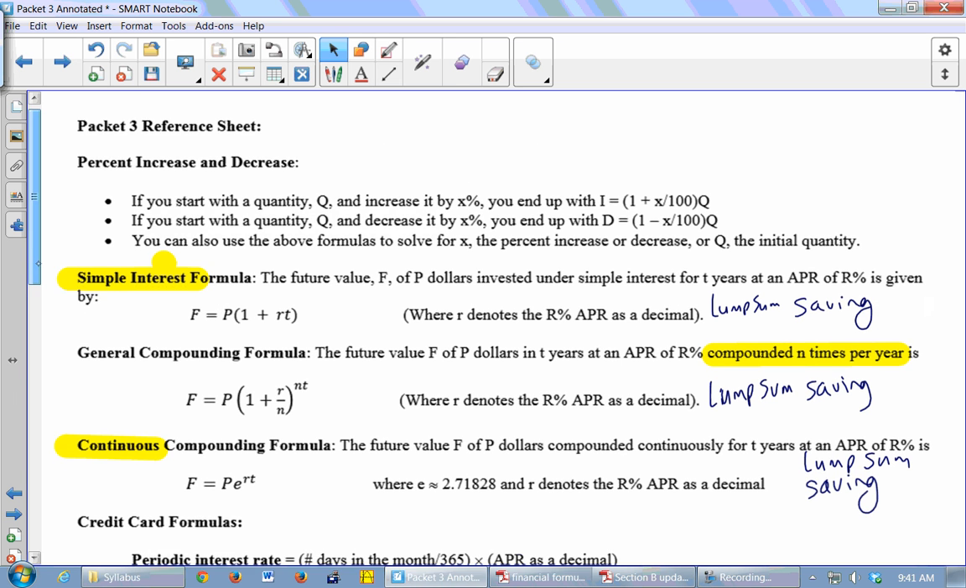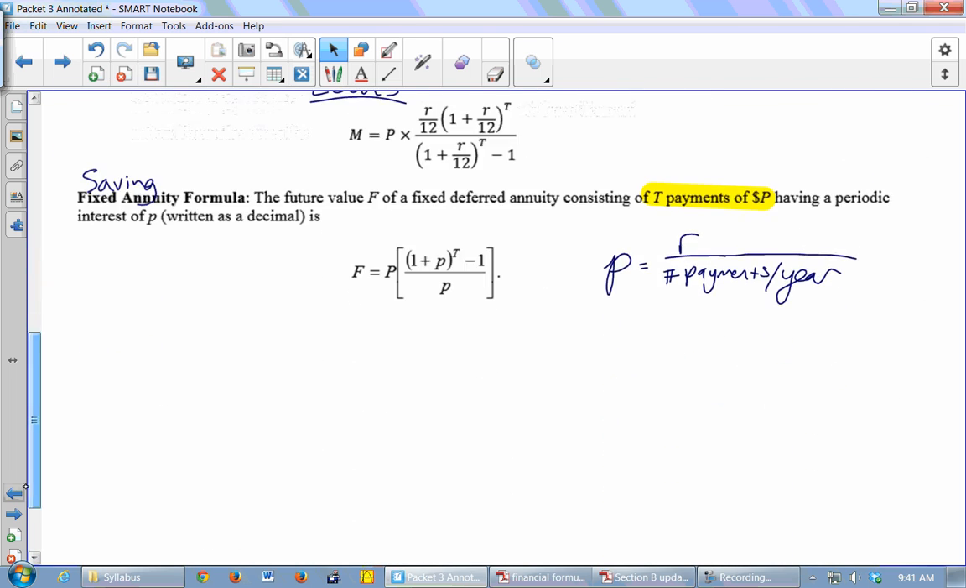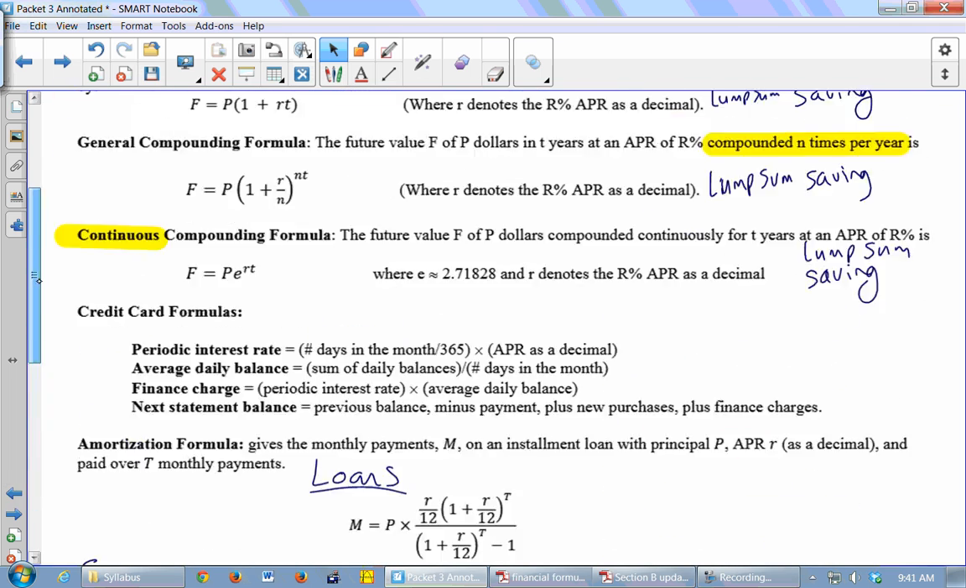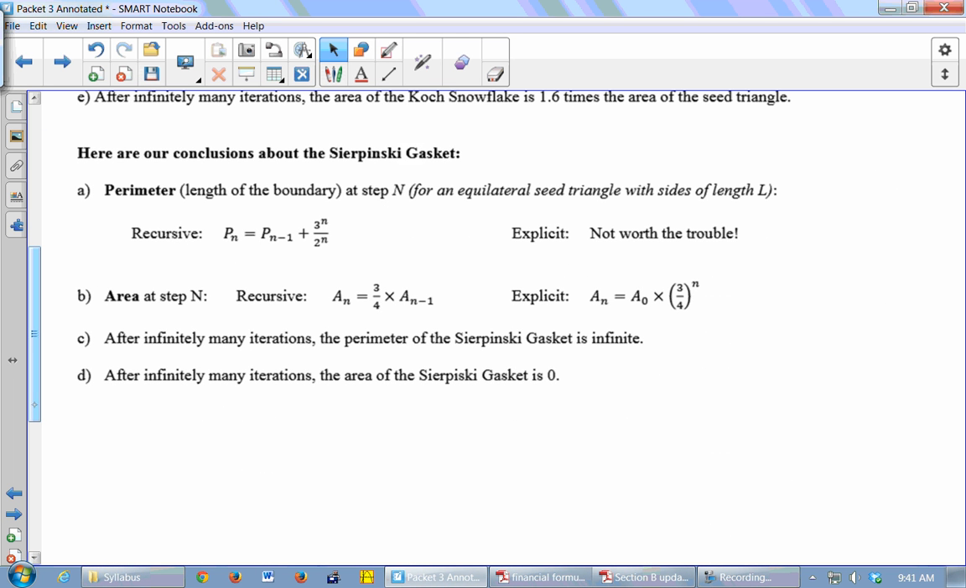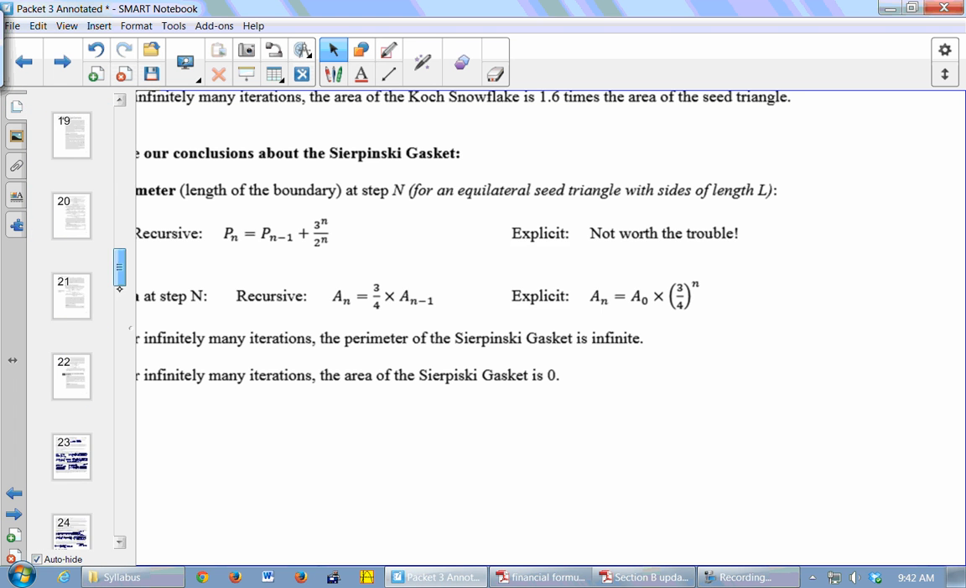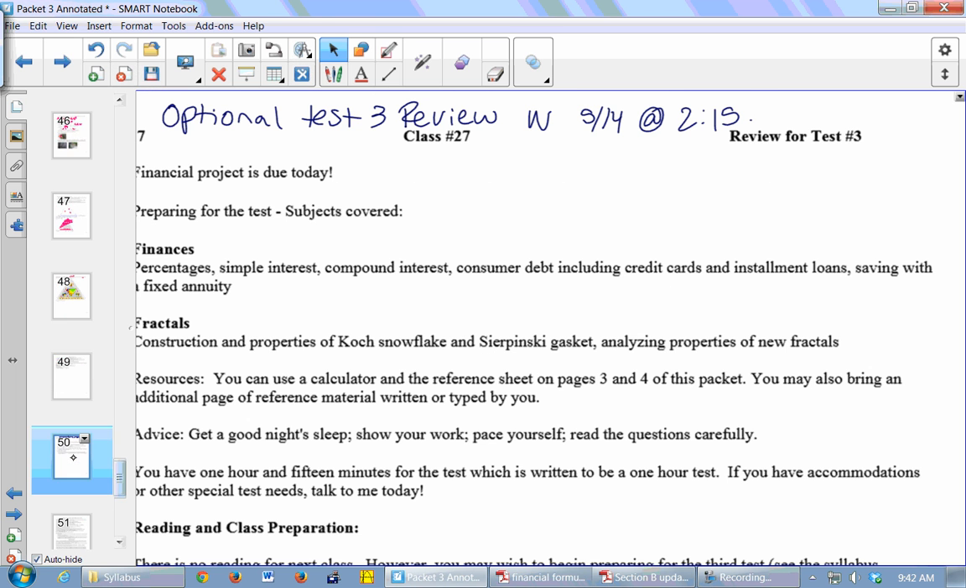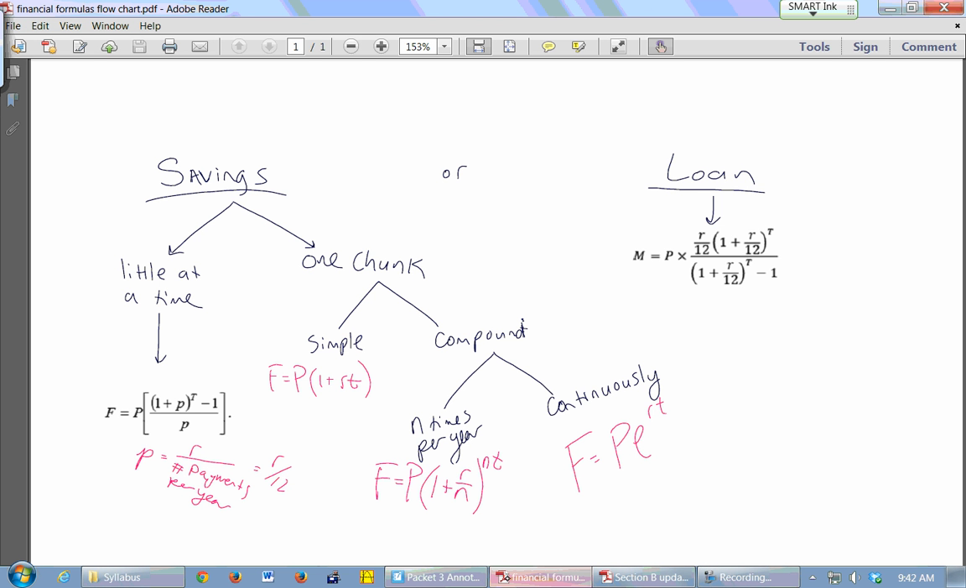So these are formula sheets, right? So these are all the financial formulas. And then the next page is fractal formulas regarding the number of sides at each step, the length of each side, the perimeter, and the area at various steps of the Koch snowflake and the Sierpinski gasket. So those are all the formulas we discovered. And then you might also want to bring this, right? This little flow chart to tell you when to use which formula.